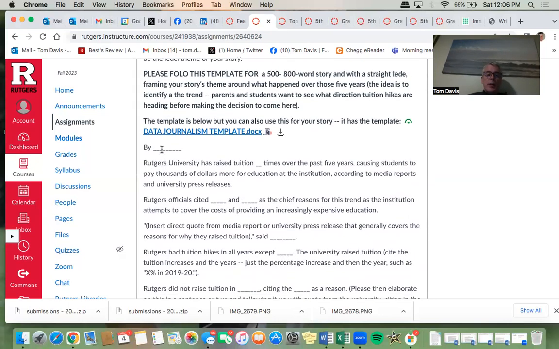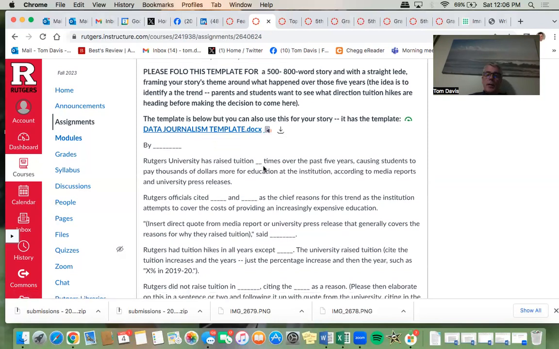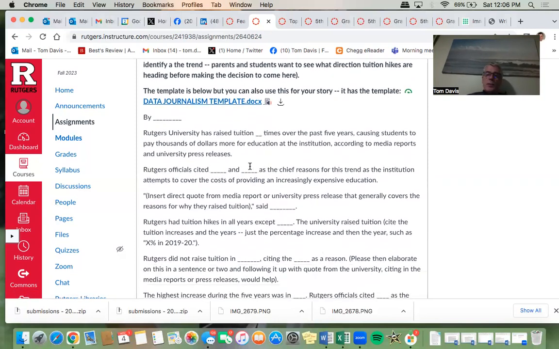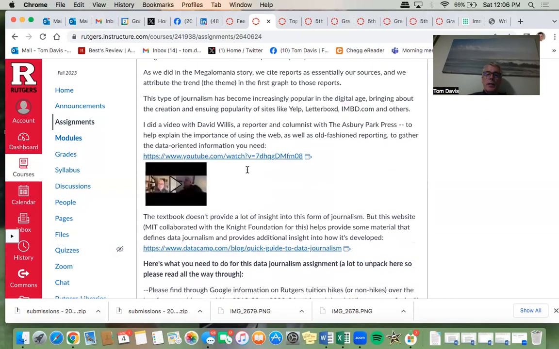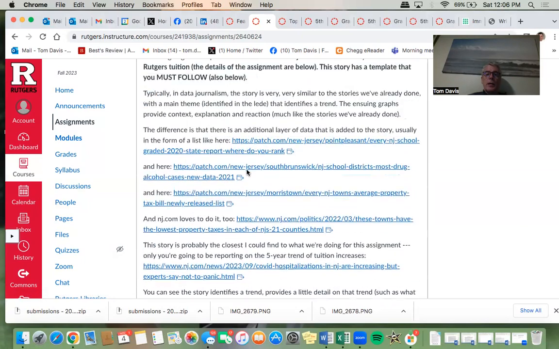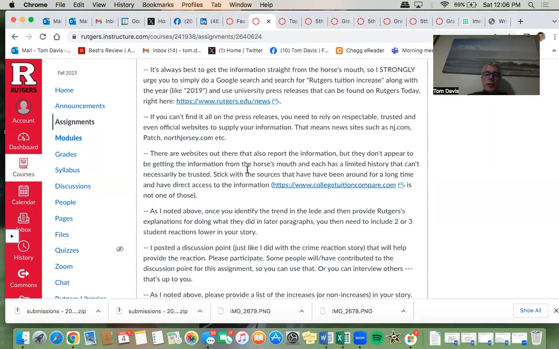Anyway, you could just use this Microsoft Word document right here, but it has this on it. Put your name in, how many times, and then again, they typically cite some sort of generic reason for why they raise tuition every year. It usually has something to do with affordability, trying to pay for a higher quality education. You can take that from any one of the Rutgers releases. I provide the link to that. The Rutgers releases, don't forget that. That's on the Rutgers Today website.